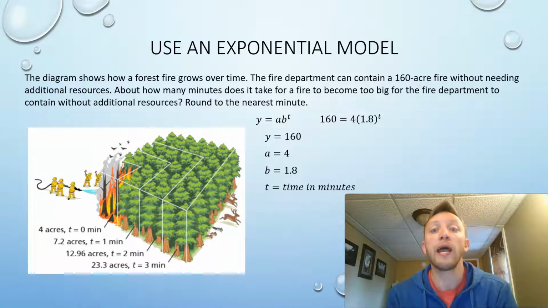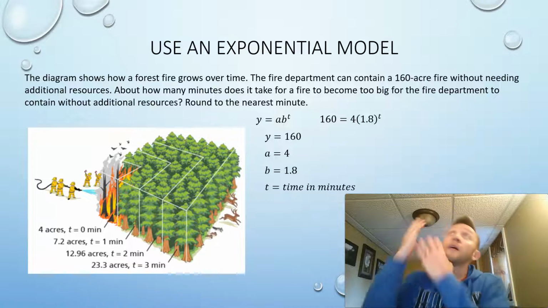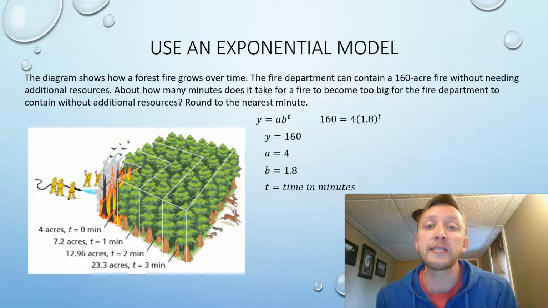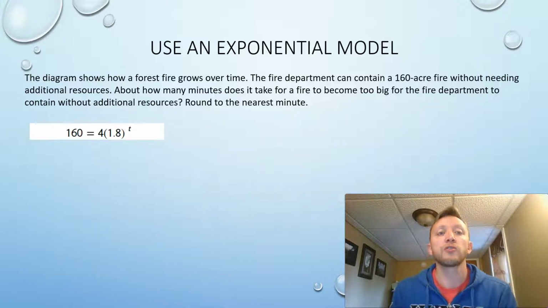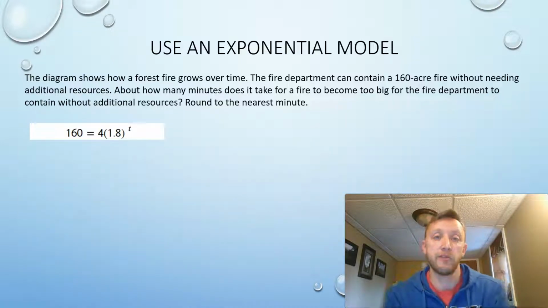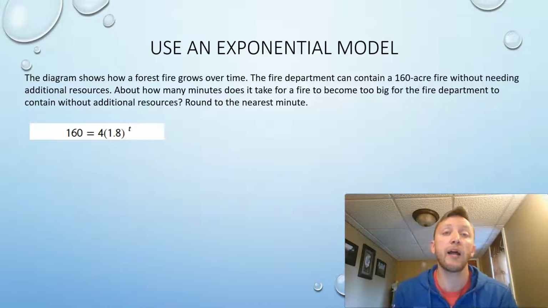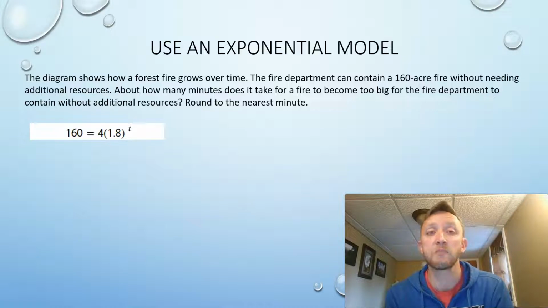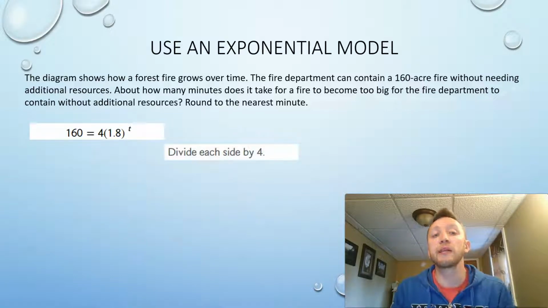Okay, so now we have all our pieces, so we can put it in our equation. So our equation, again, you can see up there at the very top, would be 160 equals 4 times 1.8 to the t power. So now we're going to look at how do we solve that for t. Because the only way to solve this is using what we learned about logarithms, because we have a variable that's an exponent. So if we ever have a variable that's an exponent, the only way we can solve that is by using logarithms.